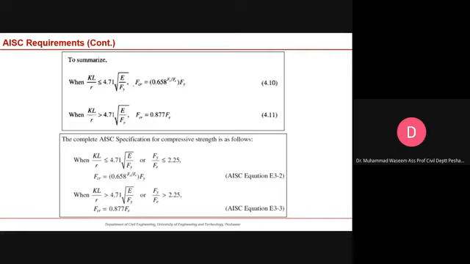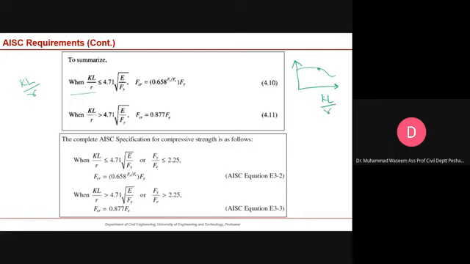As I told you, the critical stress and slenderness plot has been divided into two portions: the elastic portion and the inelastic portion. First, in order to see what type of behavior is expected in your member, you have to calculate this ratio first, and then you have to go to the plot. You remember this plot, okay? This is KL by r.